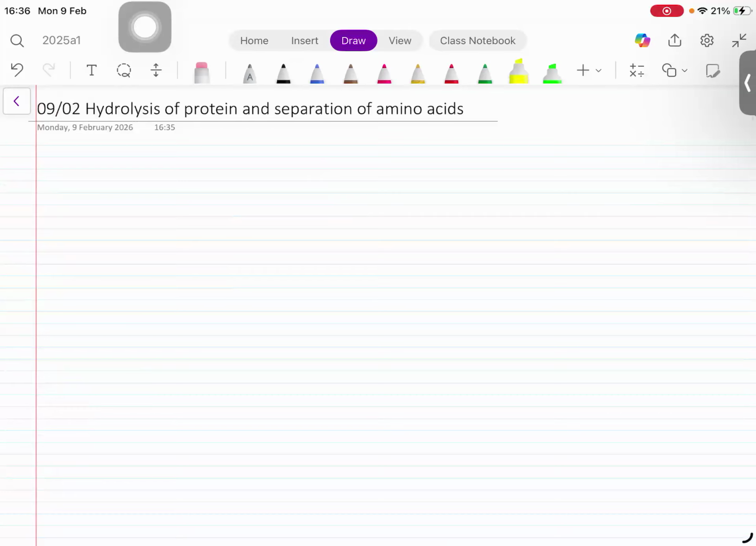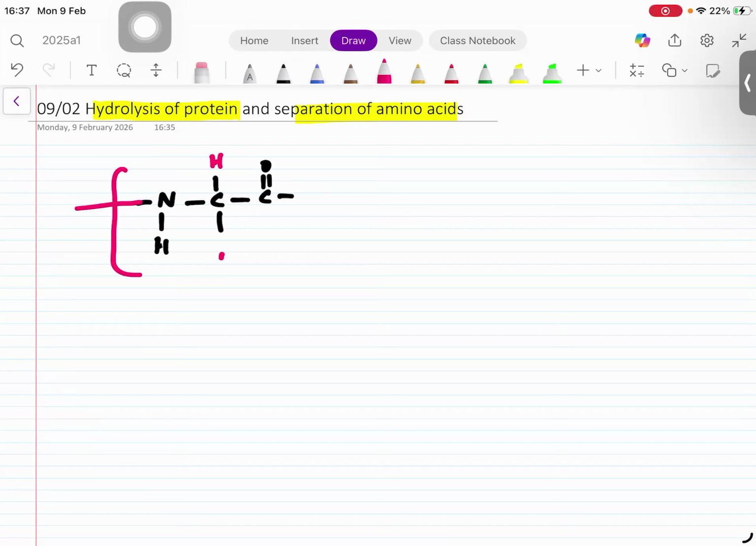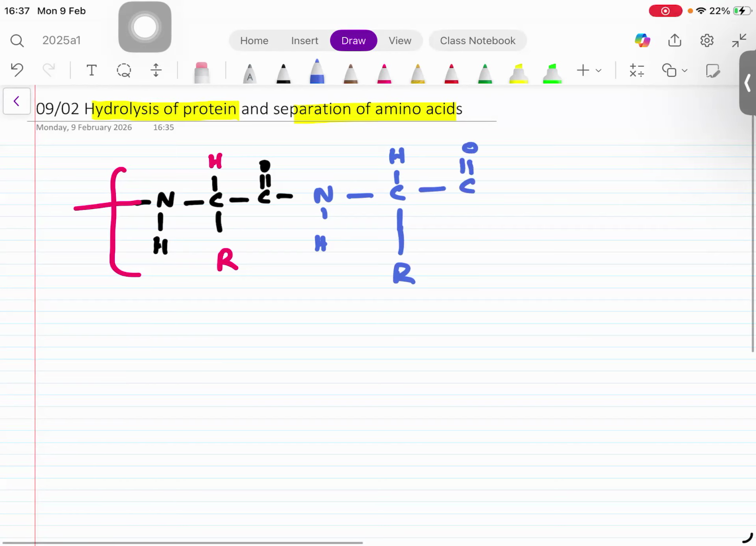Today's topic is hydrolysis of protein and separation of amino acids. So if you look at a protein, for example, protein is like this. This is an amino acid. And when it progresses like this, is the R group attached. And then this is NH, this is CH, and this is R, C double bond O.